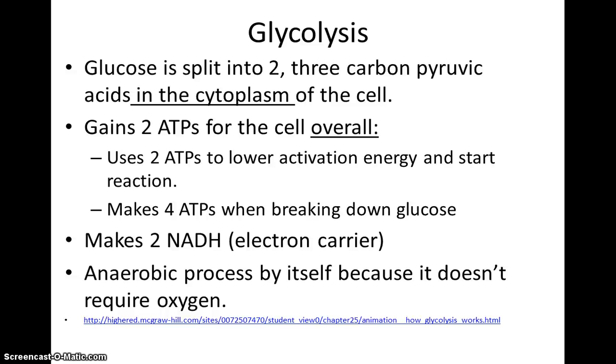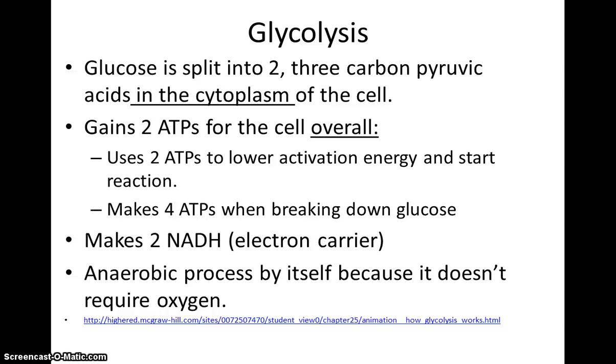This process is going to gain 2 ATPs overall. It's a net gain. It's interesting. Glycolysis actually has to have ATP to start it off. So it'll use 2 ATPs to start it. And what this does is it lowers the activation energy of enzymes, and it'll start the reaction. So it's the energy input the enzymes need. But when it actually breaks the glucose into the 2 pyruvates or pyruvic acids, this makes 4 ATPs. So use 2, you gain 4. So overall, it's a gain of 2.